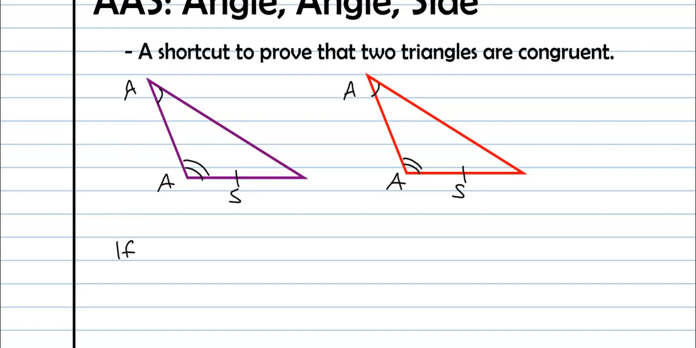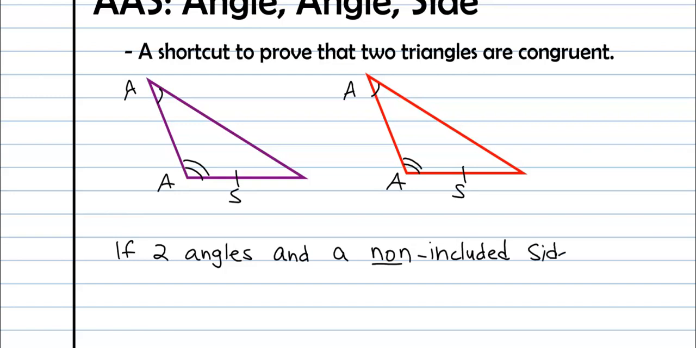So if two angles and a non-included side are congruent, then the triangles are congruent.